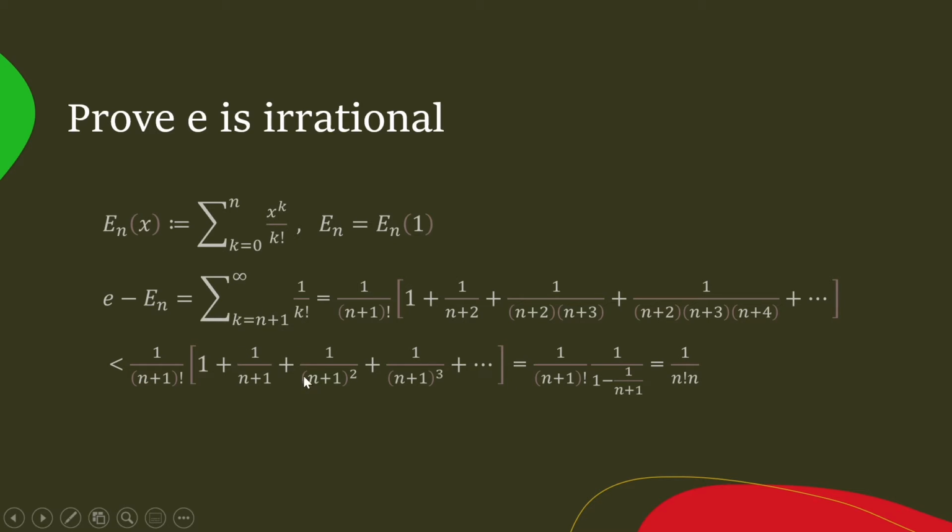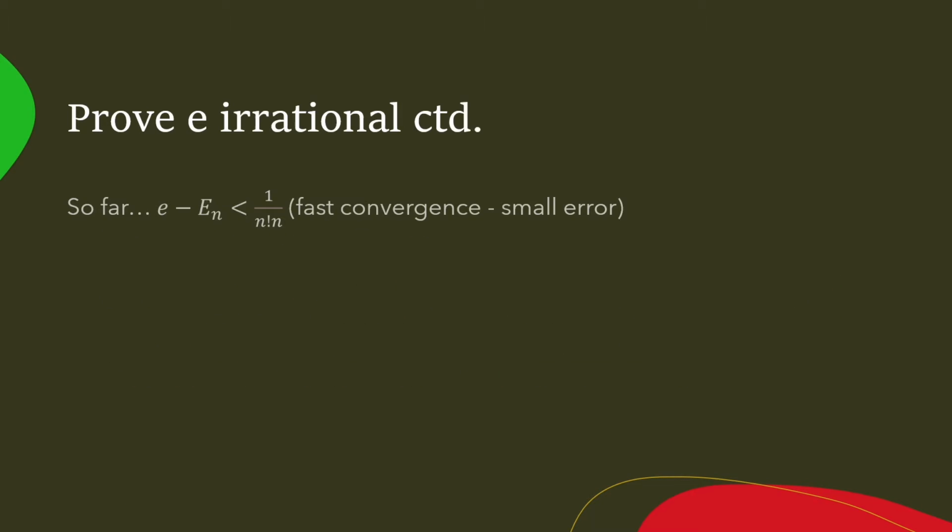And the point of doing this is because now you see here we have a geometric series where the common ratio is 1 over (n+1). And so then using the formula for a geometric series, we have 1 over (n+1) factorial times, that formula gives us 1 over (1 minus 1 over (n+1)). And simplifying that, it works out to be 1 over n factorial times n. So what we've just shown is that this difference here is bounded above by 1 over n factorial times n, which is not very big.